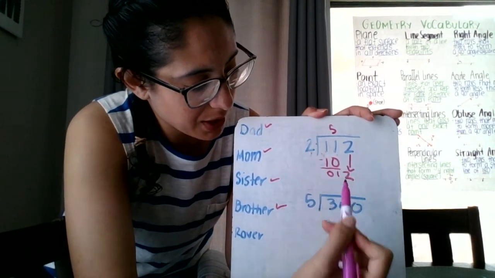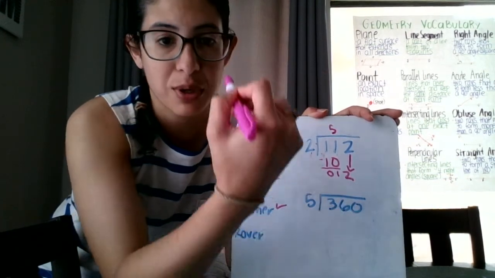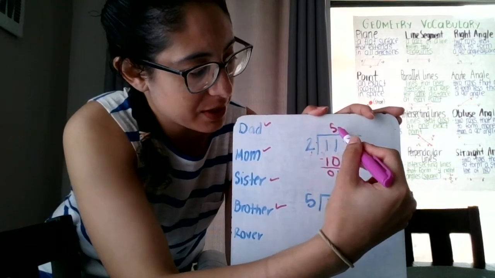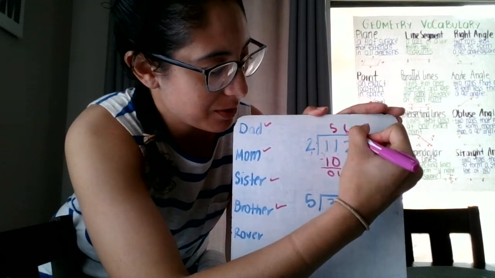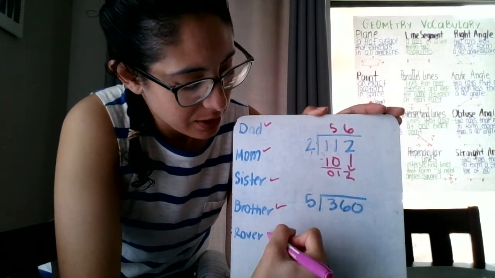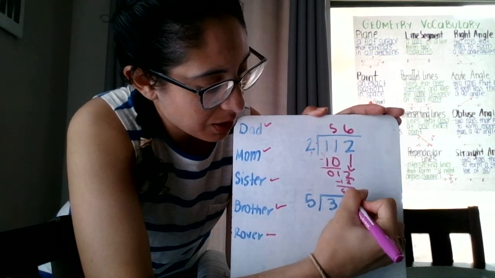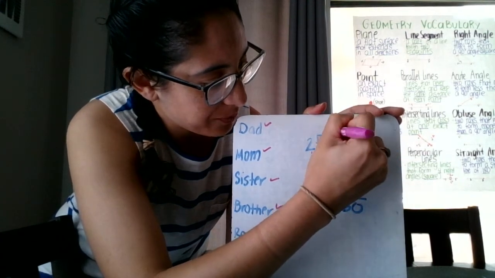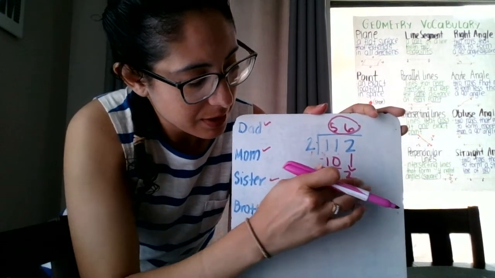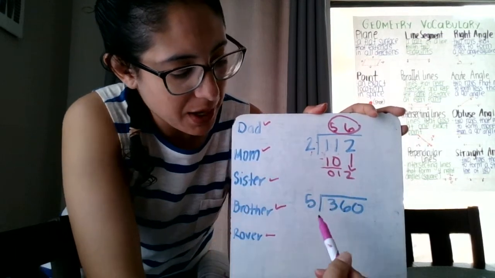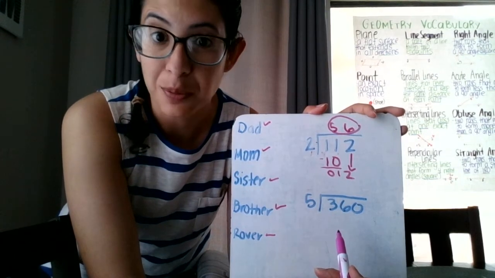So how many groups of 2 can I put into 12? What times 2 will get us close to 12 without going over? If 2 times 5 is 10, 2 times 6 is 12, right? So we'll put 6 here, repeat it, and then we always check it. 2 times 6 is 12, and we have no remainder. So our answer is 56. Now, I'm going to erase this. I'm going to have you guys do this one on your own. So stop the video and solve this one. Go.